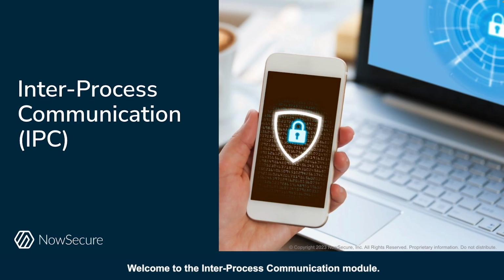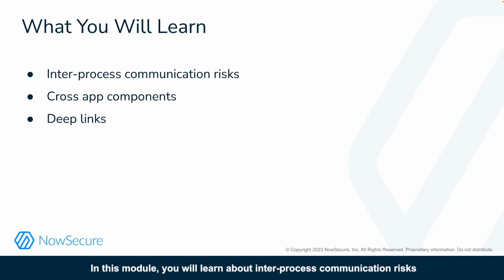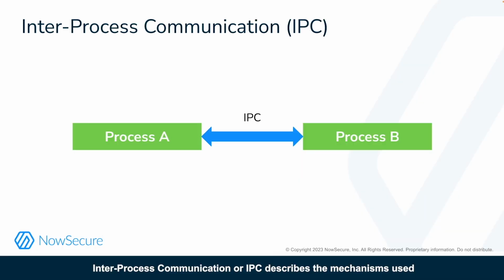Interprocess Communication module. In this module, you will learn about interprocess communication risks for Android and iOS, including cross-app components and deep links. Interprocess communication, or IPC, describes the mechanisms used by different types of components to communicate with one another. Android, and on a more limited basis iOS, use IPCs to share data, communicate, prevent deadlocks, and synchronize execution between processes. Think of IPC as an API into your app, just one that uses obscure OS abstractions instead of HTTP requests.